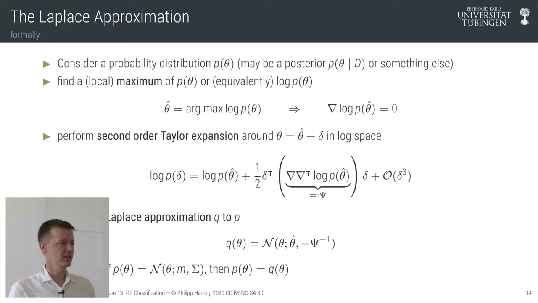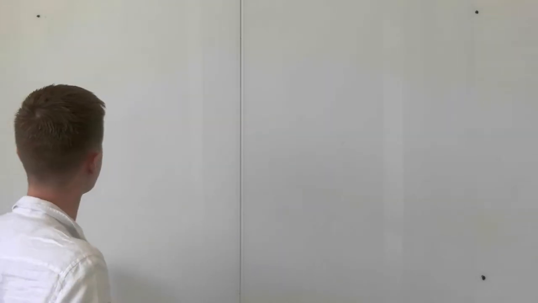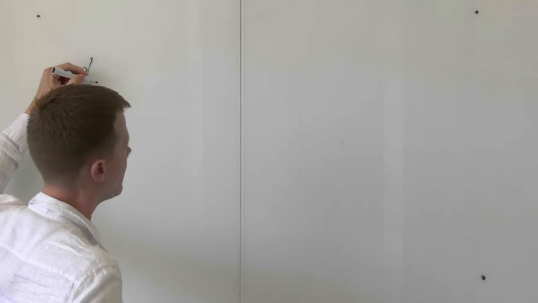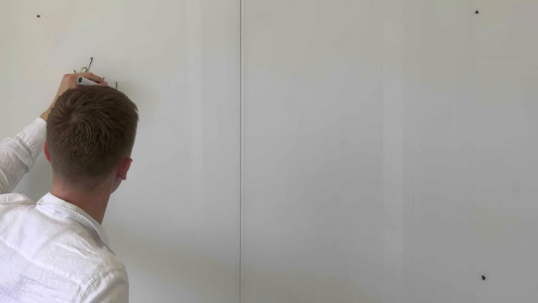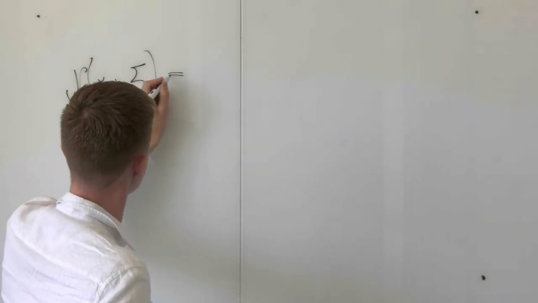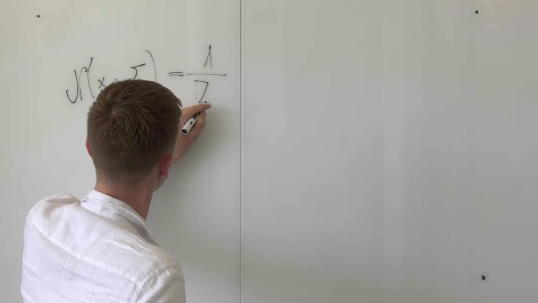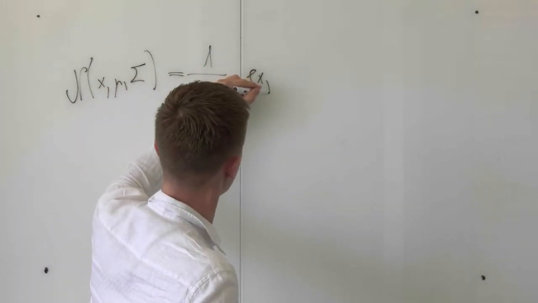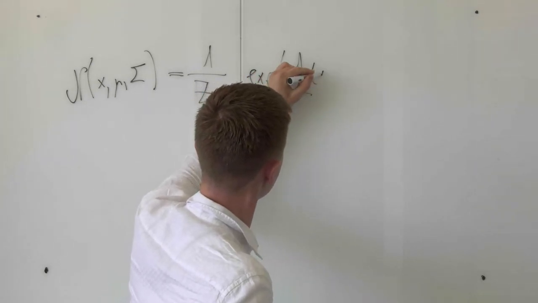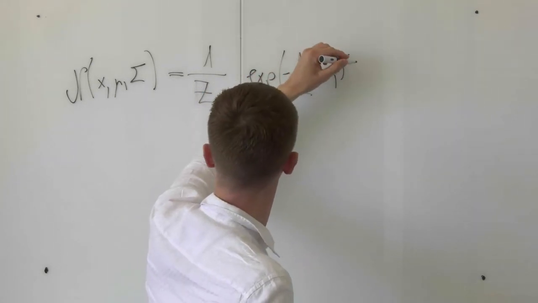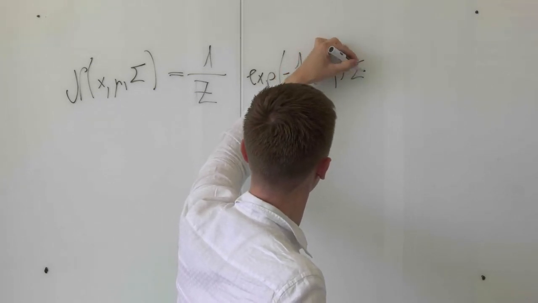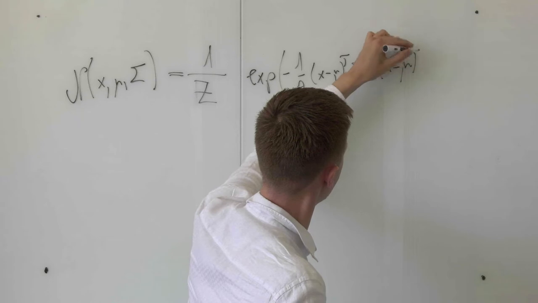So this is almost like a Gaussian. Let me remind you that Gaussian distributions have a PDF that is of the form, I'll write it down so that it's particularly clear. Gaussian of x given mu and sigma is given by a normalization constant, which is not important today, times the exponential of minus 1/2 times x minus mu transpose times sigma inverse times x minus mu.